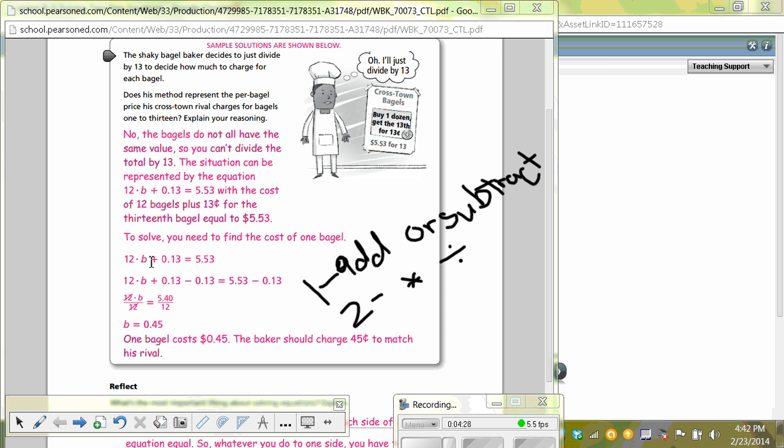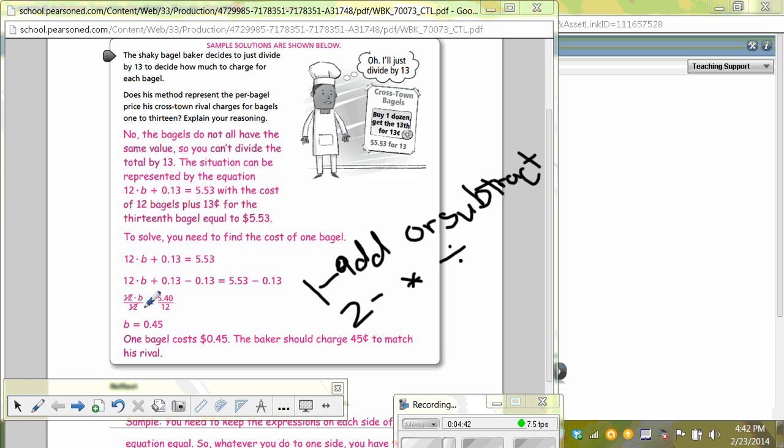So we need to do add or subtract first. We're going to take 13 cents away. We're doing the opposite of what we see. So we have plus 13. What's the opposite? Negative 13. And whatever I do to one side, I've got to do to the other because I have to keep it equal, right? I'm trying to make this like a little sunshine because we want to be equal and keep things happy. Okay, so I'm subtracting 13 cents from both sides.